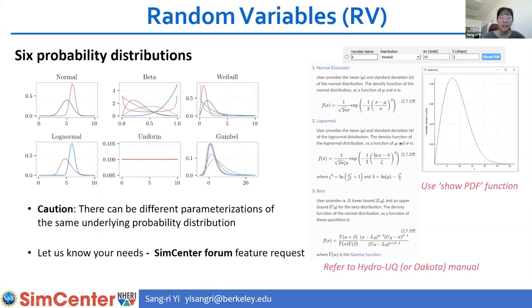These six probability distributions are selected because we think they are widely used in natural hazard simulations. But if you have different needs, or if you have any ideas related to UQ or HydroUQ that you think will benefit our community, we are always happy to hear about that. We always love to hear from users. So please feel free to communicate with us using our SimCenter forum.